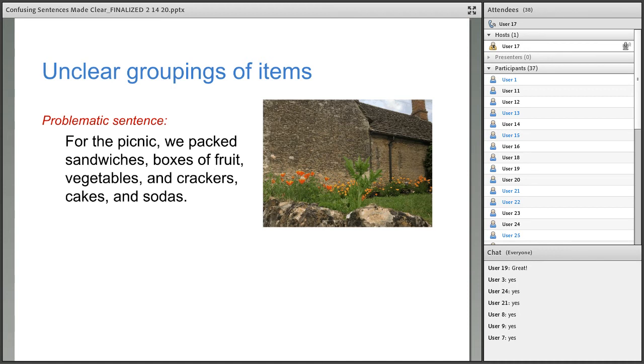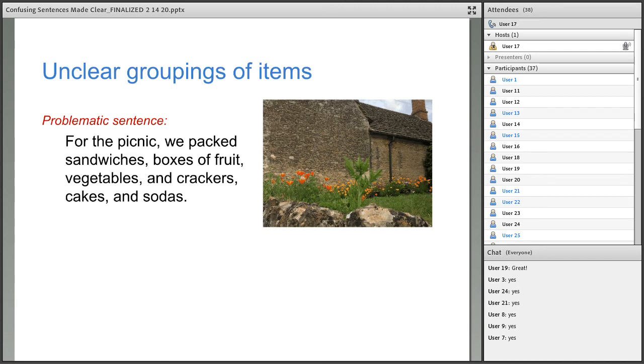So far, we've discussed misplaced words, but misplaced or missing punctuation can also cause confusion. I'd like to show you how punctuation can improve or complicate a reader's understanding of how items are grouped in a long list of items. Take a look at the sentence, "For the picnic, we packed sandwiches, boxes of fruit, vegetables, and crackers, cakes, and sodas." As written, the sentence is unclear because the reader can't tell if the words "boxes of" applies to the fruit alone or to the vegetables and crackers also.